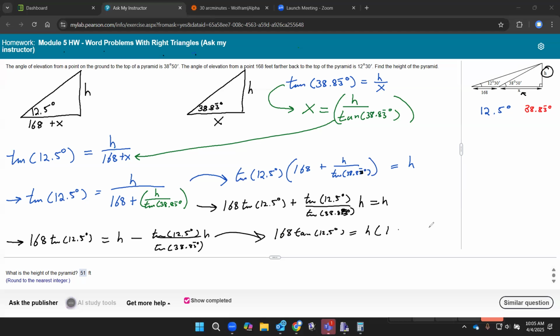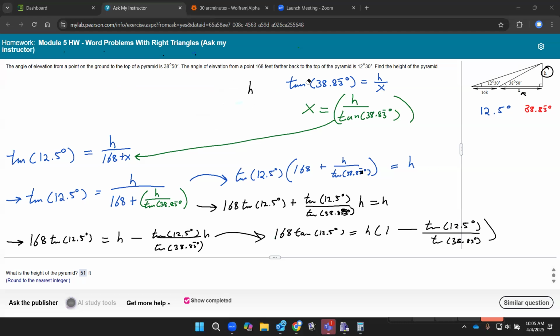Then you have 1 minus this ratio over the tangent of 38.83 degrees, and that's also in the parentheses. And then what we're going to do is divide by this, but I've completely run out of room. So I'm going to have to buy some room here. At this point, I think I'm going to have to get rid of my triangles.